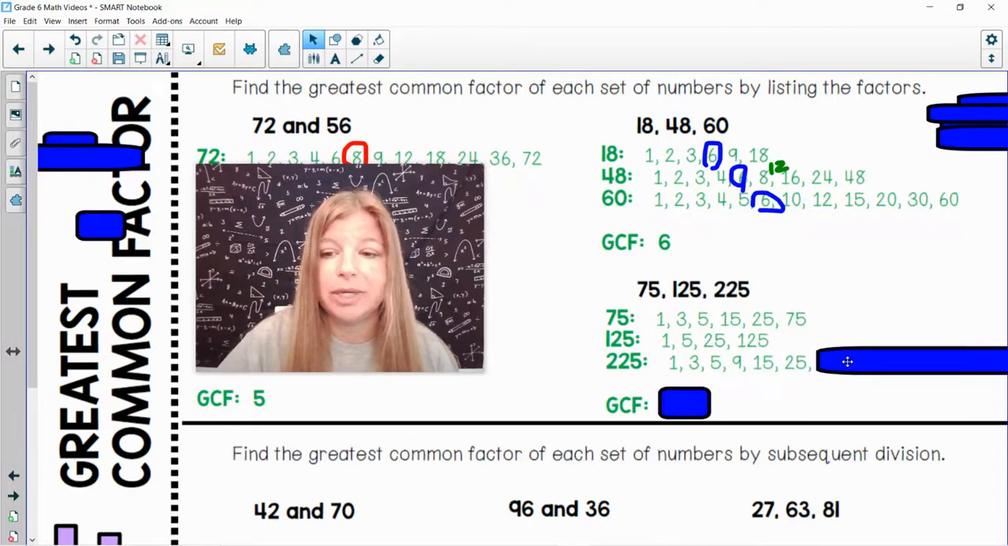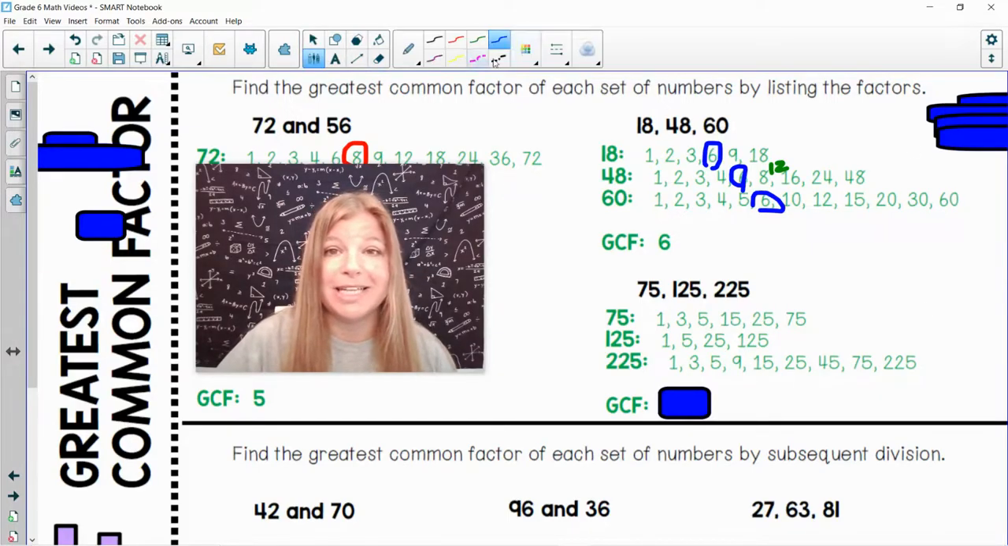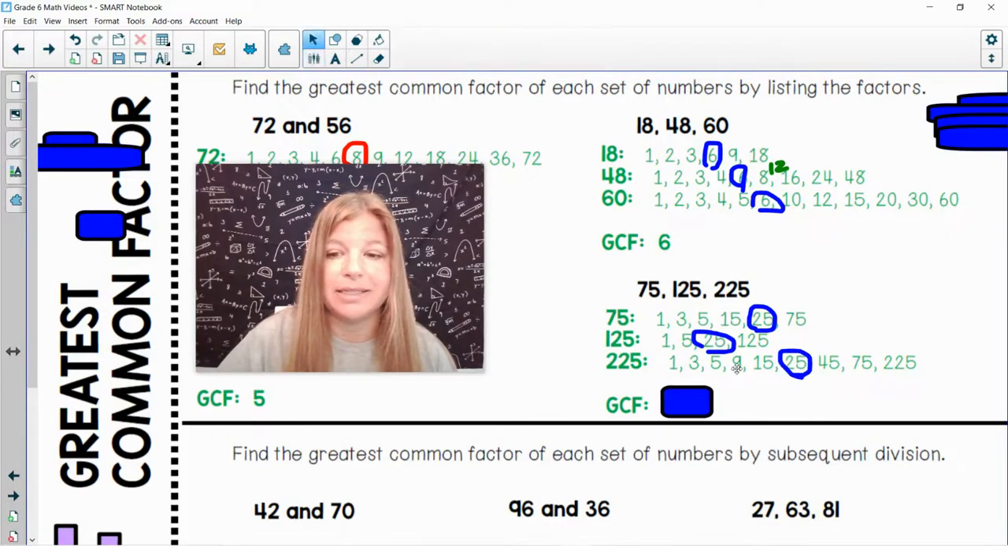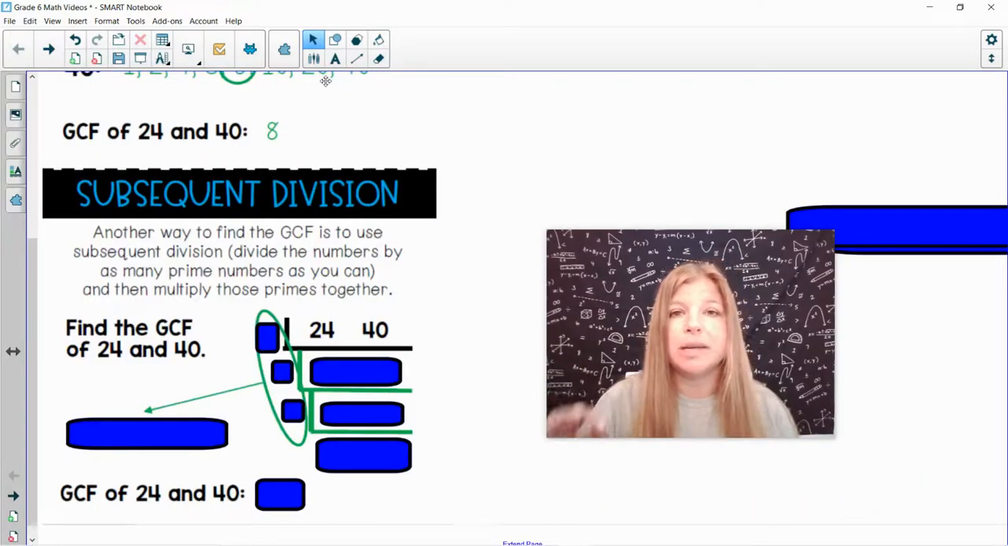15, 25, 45, 75, and 225. What's the greatest common factor that we see here? Hopefully we see that 25 shows up in each one of these lists, and therefore that is our greatest common factor.